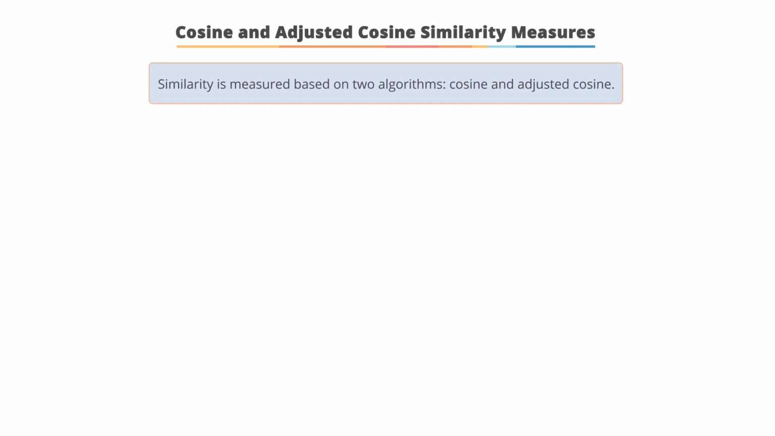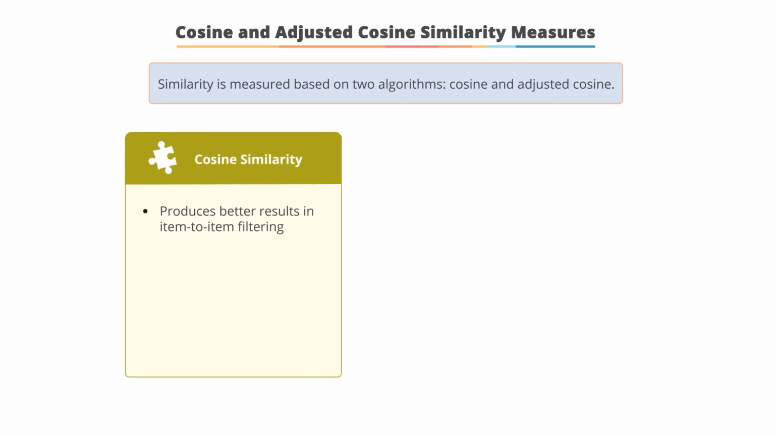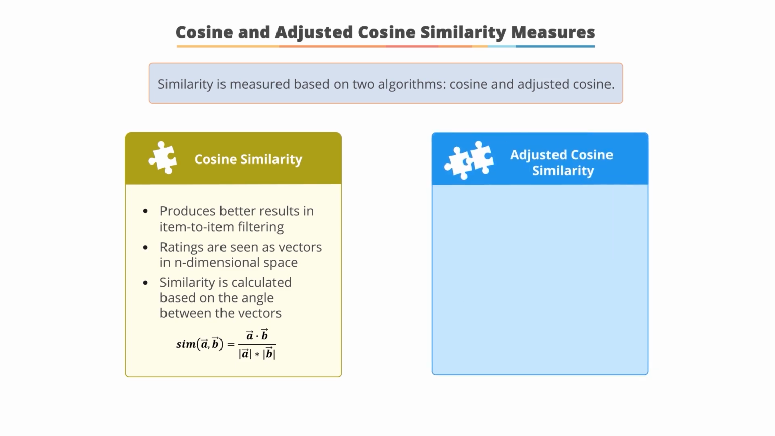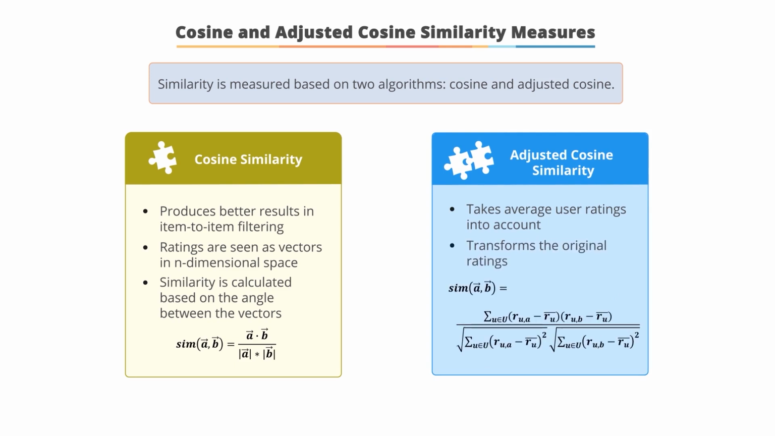The similarity is measured based on two algorithms, cosine and adjusted cosine. Cosine similarity has a better impact in item-to-item filtering. Here, ratings are seen as vectors in n-dimensional space, so the angle between the vectors is used to calculate the cosine similarity, whereas adjusted cosine similarity takes average user ratings into account and transforms the original ratings.